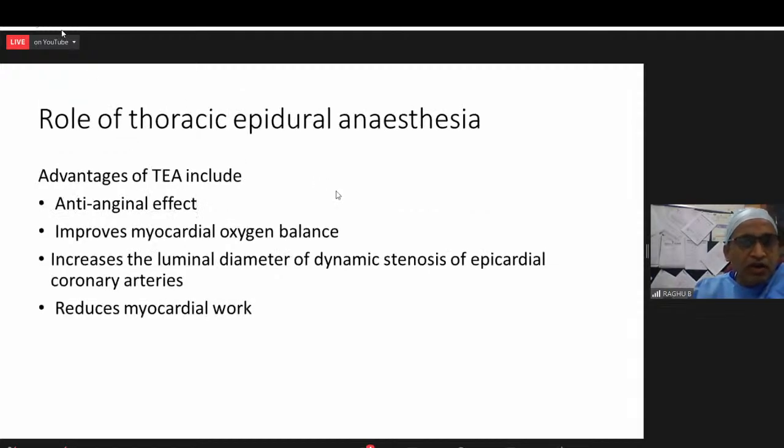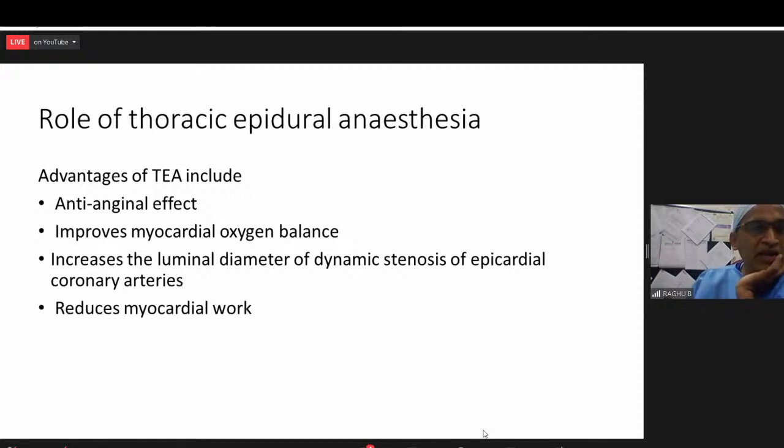Coming to the use of thoracic epidural anesthesia, mostly in cardiac surgery, we put the epidural catheter one day before the cardiac operation at C7 and T1 level, and give a test dose and leave it. Next day we shift the patient to the OT, and again we give a test dose to check whether a malposition of the catheter has happened.